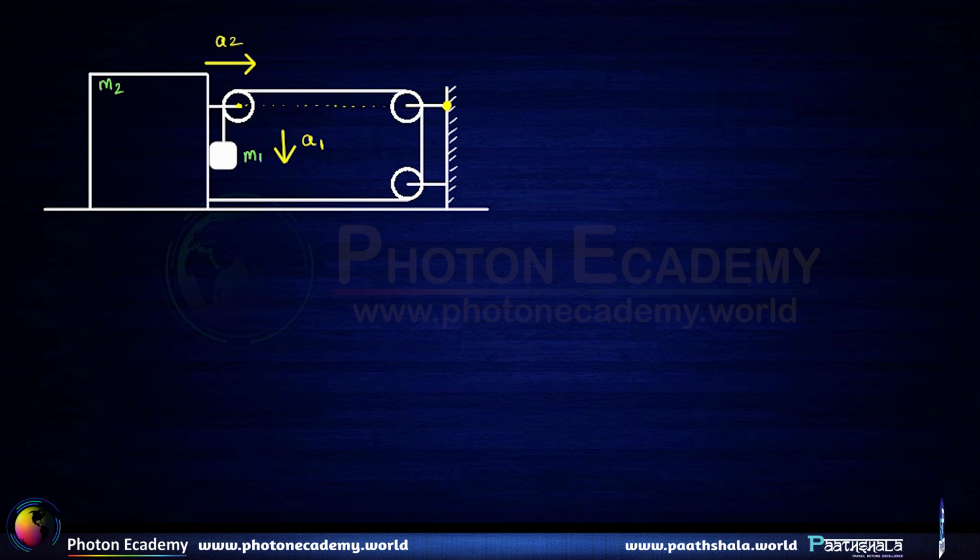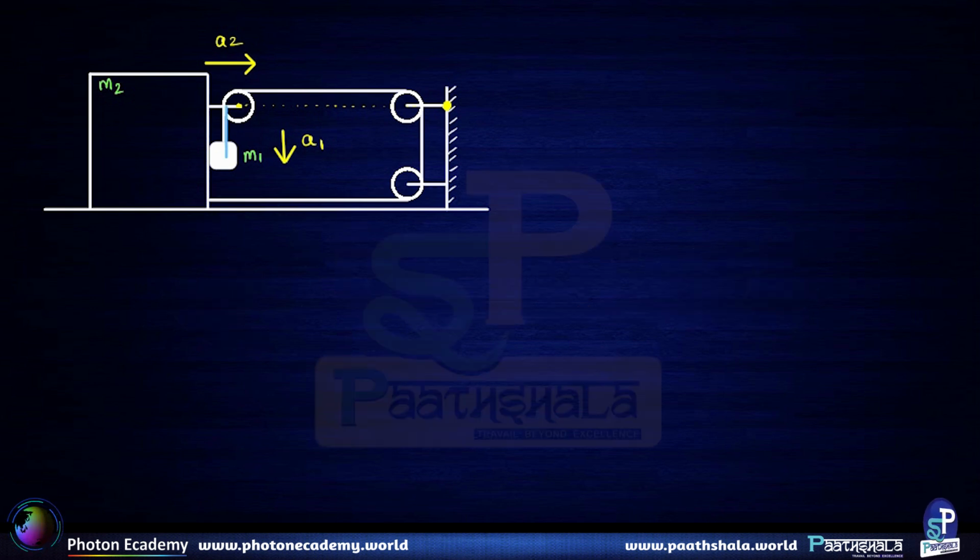In order to understand what is to be taken as x1, x1 will be something that on double differentiating will give us a1. So this happens to be x1. This much part of the length of the string happens to be x1. For x2 it is again very simple. This much part of the length of the string happens to be x2 and this also happens to be x2.